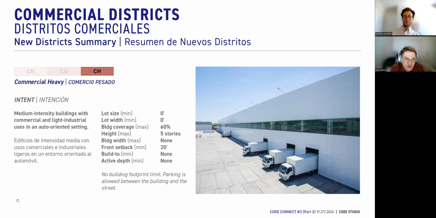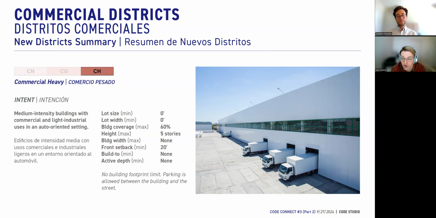And so for this last commercial district, these are again really buildings with commercial and light industrial uses in more of an auto-oriented setting. And the image sort of shows a little bit of what that's getting at. So you're starting to see things where you might have a building that's actually set a bit further back from the site, might be screened from the street. It's not necessarily something that would have much of a street presence. We're not requiring there to be active uses in the front of that building. And again, we're requiring a bit more of a deeper setback. Again, no building footprint limit on this, and parking is allowed between the building and the street.